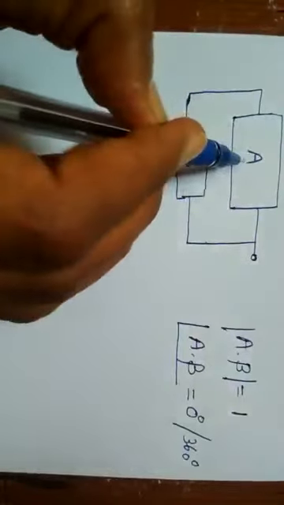With this small introduction, we'll move to the detailed description about the RC phase shift oscillator. RC phase shift oscillator is one type of oscillator in which the feedback network is constructed with the help of 3 RC pairs.